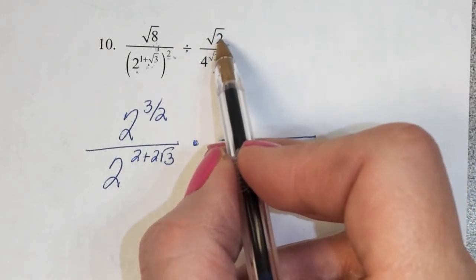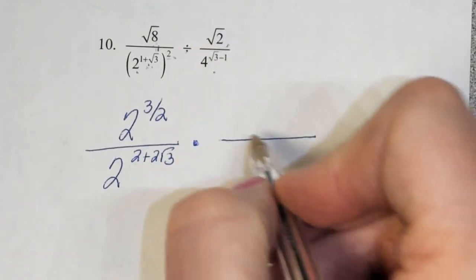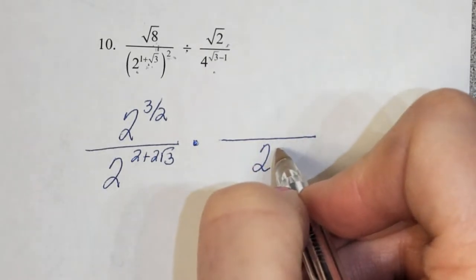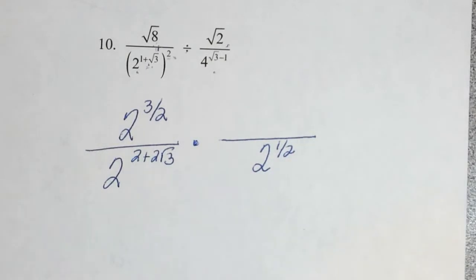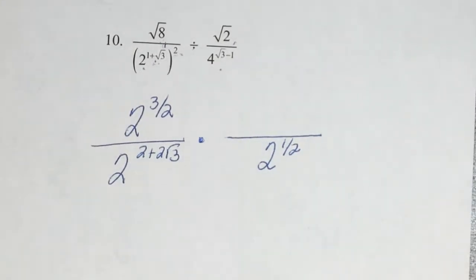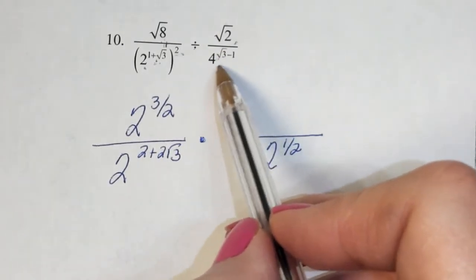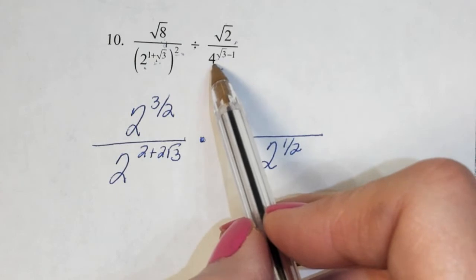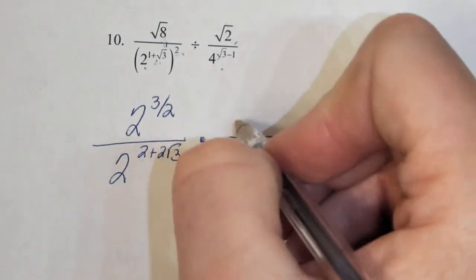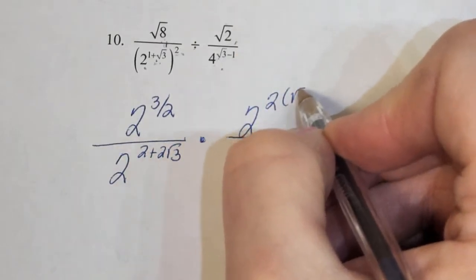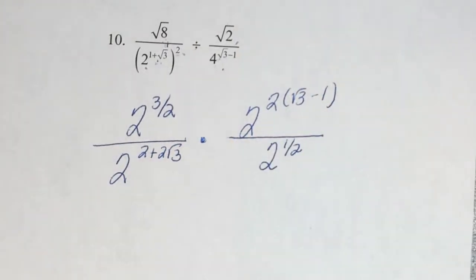Let's do the easy part first. Radical 2. How do I write it in the denominator? 2 to the what? 1/2. Right? Radical 2 is 2 to the 1/2. Okay, this has to go to the top now. We need a base of 2, though, so 4 is going to be what? 2 squared, but then we still have this radical 3 minus 1.